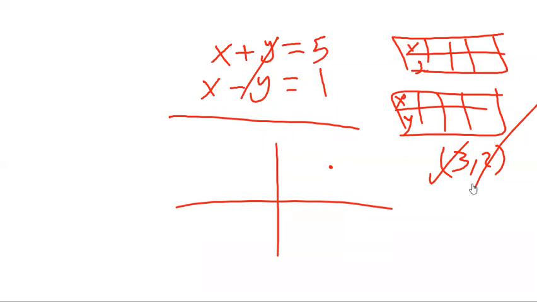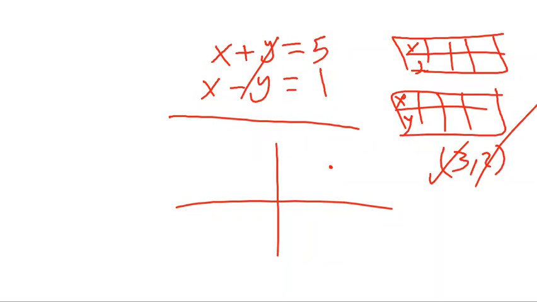Understood? If you have any question in this part, you can raise your hand to ask. Here, to solve the two equations together, I'll draw the two straight lines, and the intersection point of the two straight lines will be the answer. The x coordinate will be the value of x, and the y coordinate will be the value of y. It's clear?